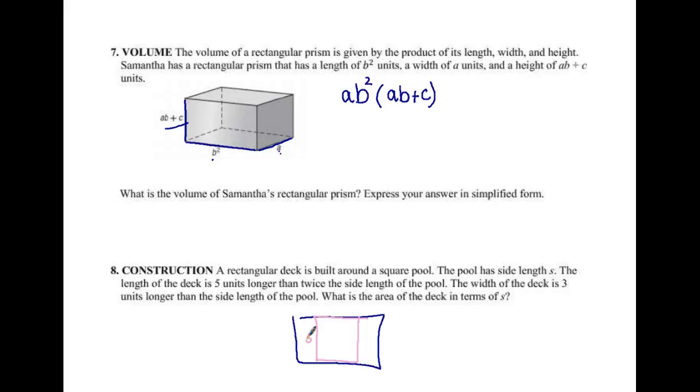And the deck has a side length of 5 units longer, again, 5 units longer than twice the side. So we need twice the side. So 2s, twice the side. And 5 units longer, plus 5. So I need you to find the area. Everybody knows area is length times width. So feel free, play with it, and it's also part of your classwork.